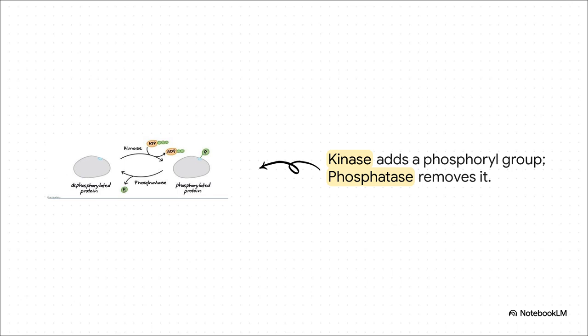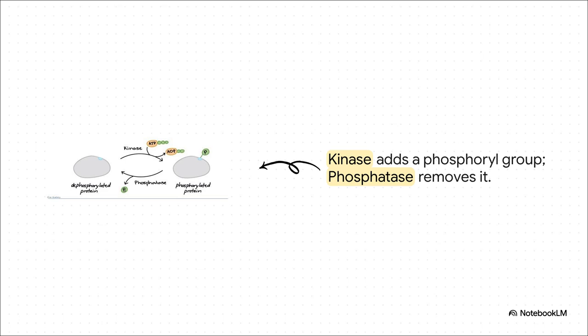And here's how this builds on our understanding of enzymes. Think of these next 2 enzymes as the on and off switches for the city. A kinase uses cellular energy, ATP, to add a phosphoryl group to a protein. A phosphatase does the exact opposite. It removes that phosphate group.